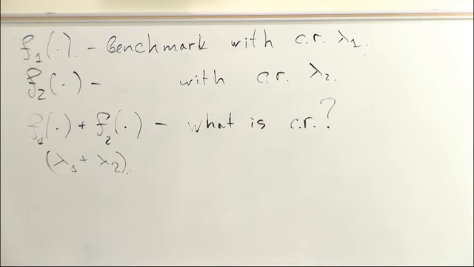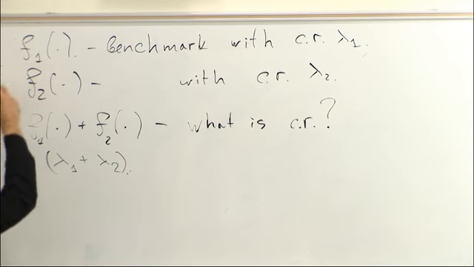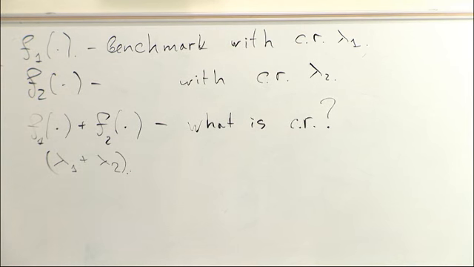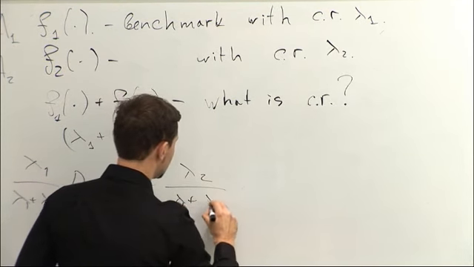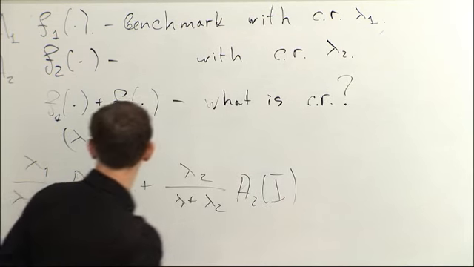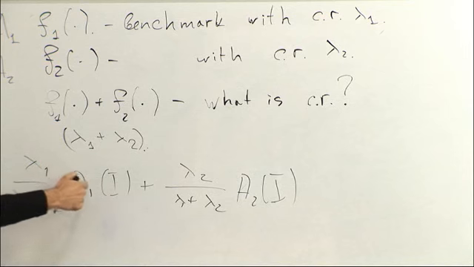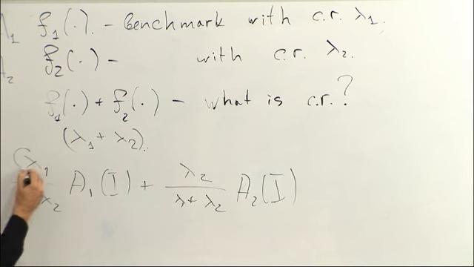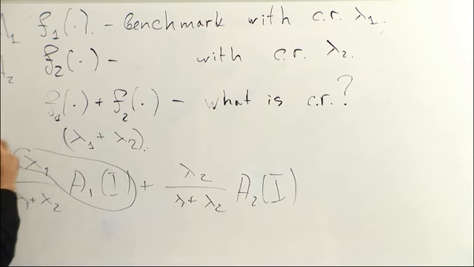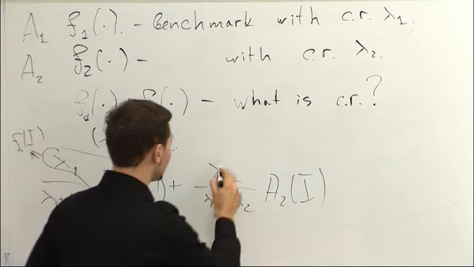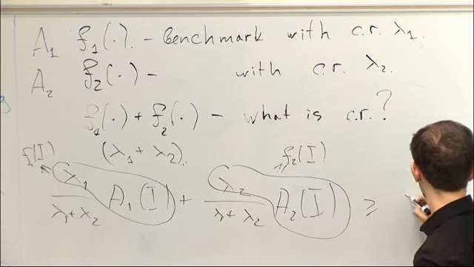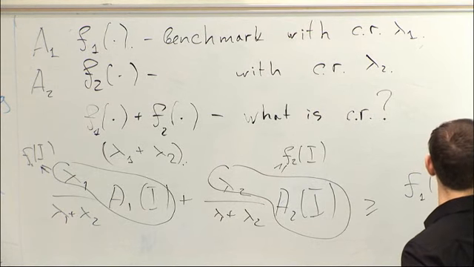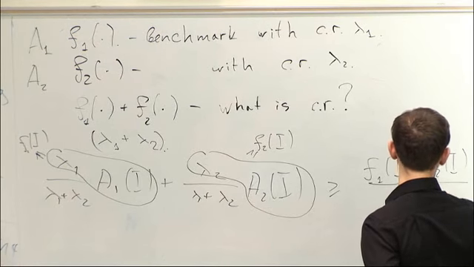And the proof is just one line. It's super simple. So what do you do? Imagine that here we have algorithm A1, here we have algorithm A2. You take a combination of A1 and A2 with the following weights. Let's call it input I. Because this one is lambda 1 competitive to F1, we can substitute this with F1. So it's at least that. And this one is at least F2 of I. So we get that this entire sum is at least F1 of I plus F2 of I over lambda 1 plus lambda 2.